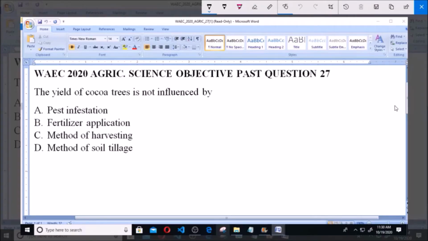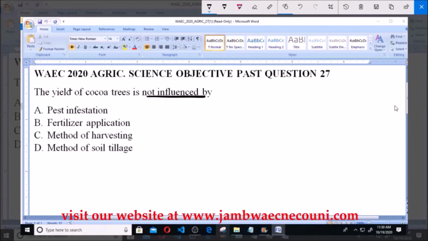Waec 2020 Agric Science Objective Past Question 27. The yield of cocoa trees is not influenced by A. Pest infestation, B. Fertilizer application, C. Method of harvesting, D. Method of soil tillage. So these are various factors listed here, and I asked for the one that does not influence the yield of cocoa trees. The yield of cocoa trees.